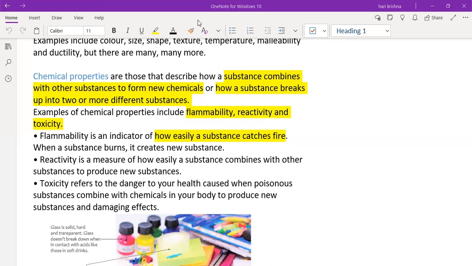Okay, now we'll discuss flammability first. The substance which will catch fire is called a flammable substance. Is this definition clear? Yes, sir. Again, flammable substances are of two types. Whichever substance catches fire is classified into two types: one is the inflammable substance, the other is the flammable substance.